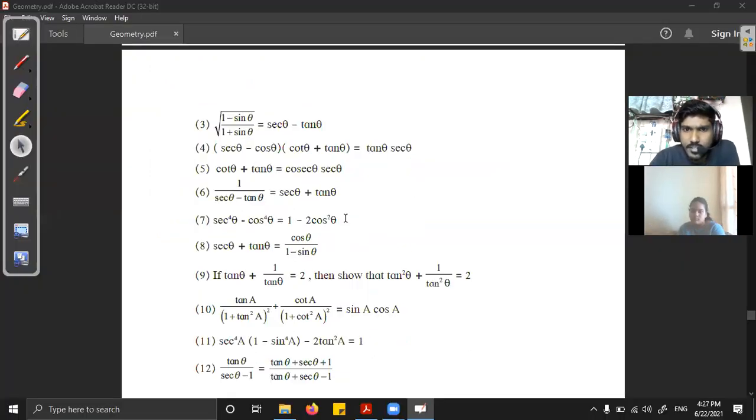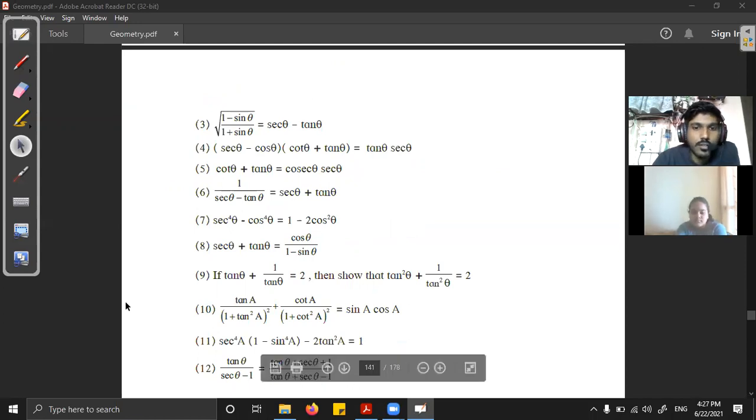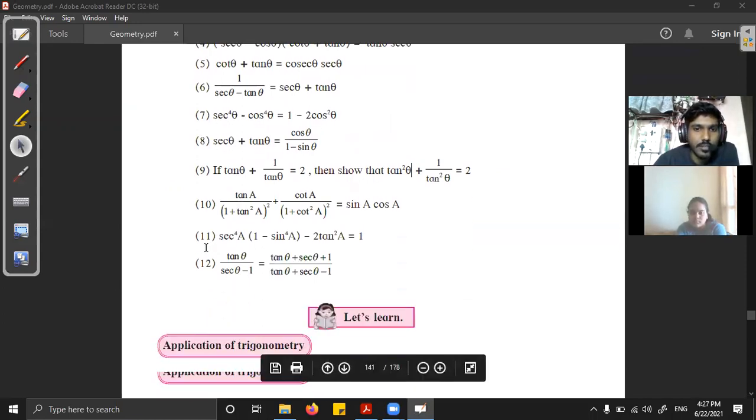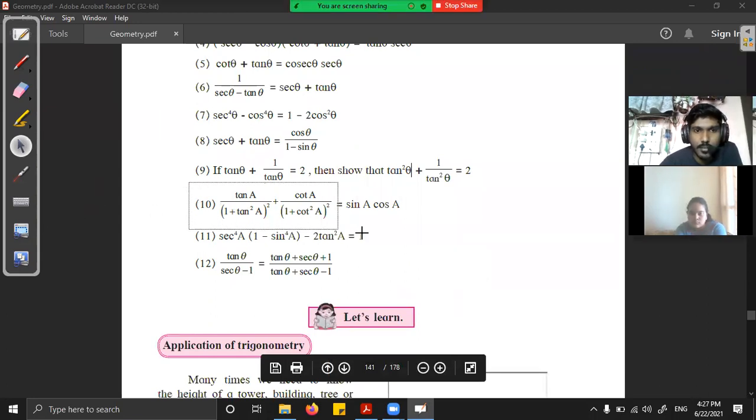Okay, so is that sum clear, the ninth one? I hope no doubts in that one. Yes. Okay, so let's move to the 10th sum now. The 10th sum, it just looks complicated, but it is not.